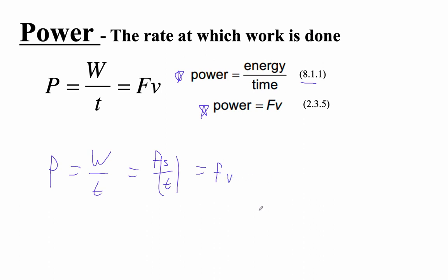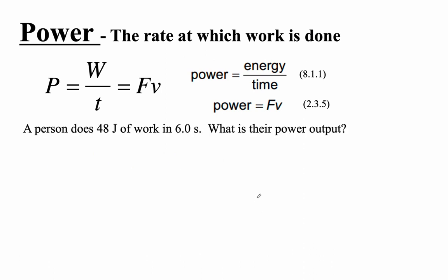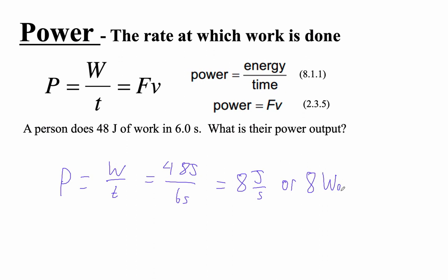Okay. Let's just look at some simple problems here. Well, a person does 48 joules of work in 6 seconds. So let's see, power is work divided by time. So 48 joules in 6 seconds is 8 joules per second, right? You can also say 8 watts, right? Watt is the unit of power.